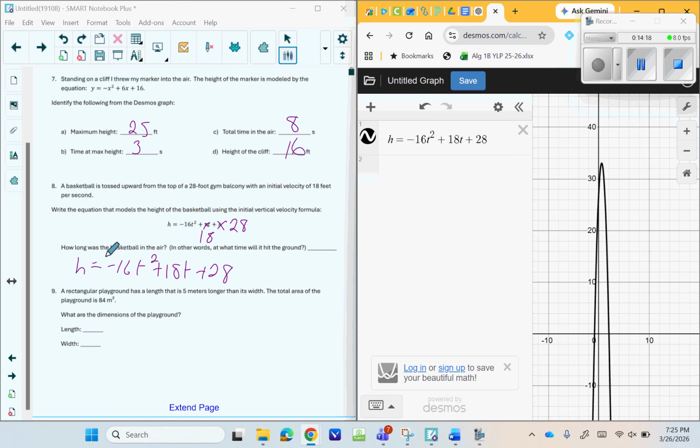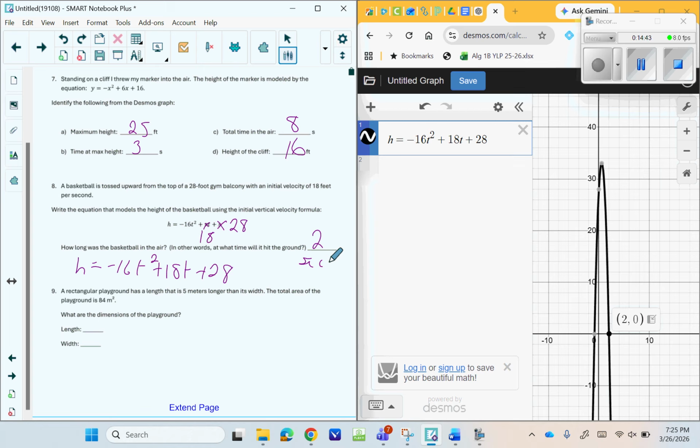Okay, so how long was the basketball in the air for? So when it's asking for in the air, okay, it started right here. Let's see, where did it start? Right here, 28. It went up in the air and it went down, and all the time was going. And so it took 2 seconds to land on the ground. So 2 seconds.